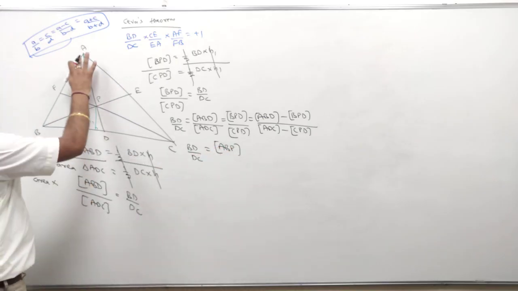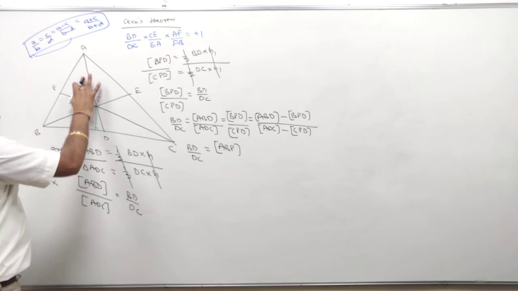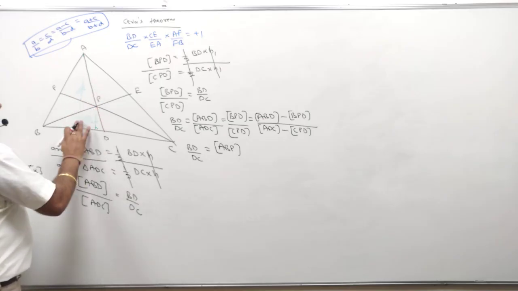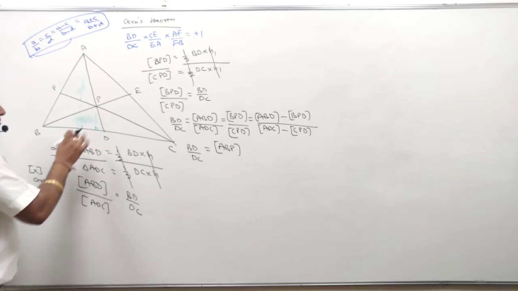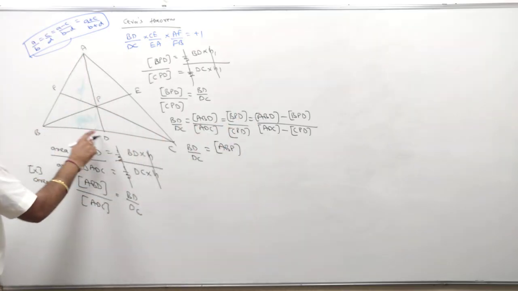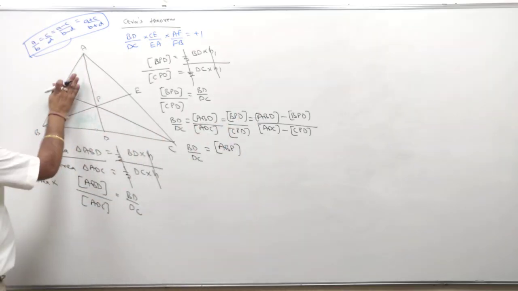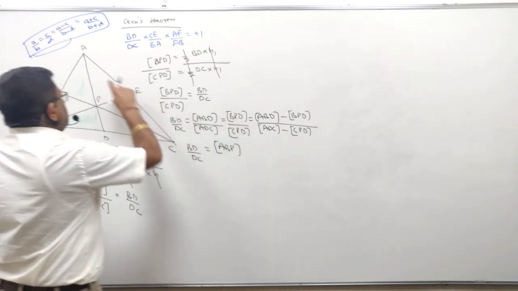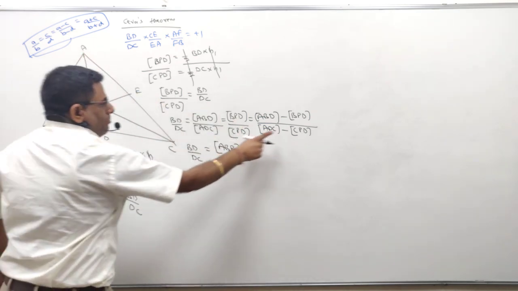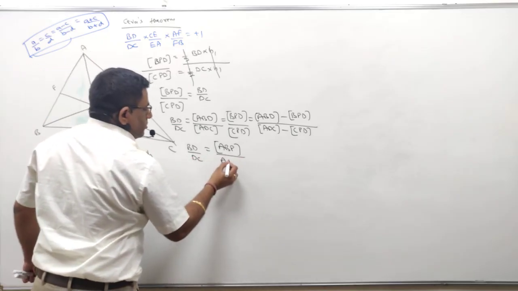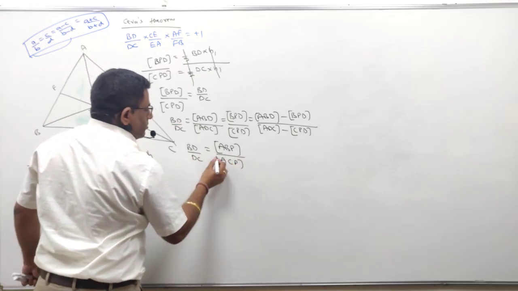I am erasing this one so that you can easily understand the figure. The purpose is solved for using H1 here. So here what we are getting is BD upon DC is area ABD minus area BPD, and that comes out to be equal to area ABP. And here, area of ADC minus area of CPD comes out to be area APC.